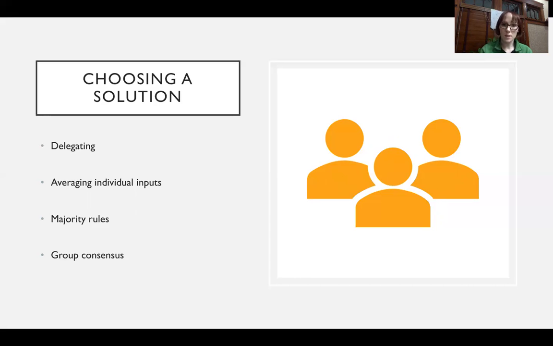So there are downsides to delegating. The upside too, though, is that there is some level of focused responsibility, namely the person who chooses the solution may bear more responsibility than the group. We can also average individual inputs. So where this is possible, which isn't possible with every type of solution you would be looking at, you can make a decision that's based on effectively the average of what everybody's recommending.